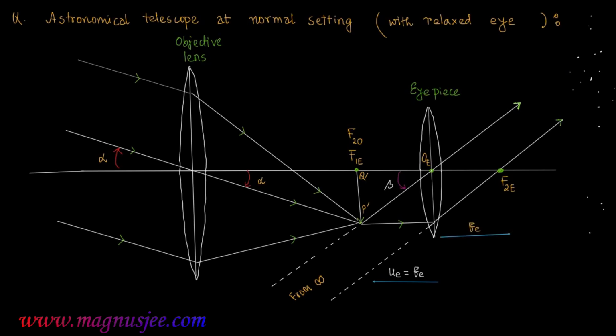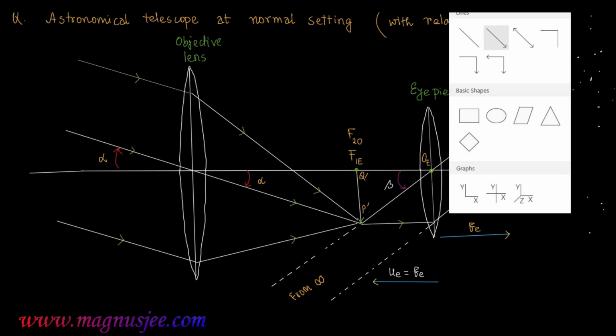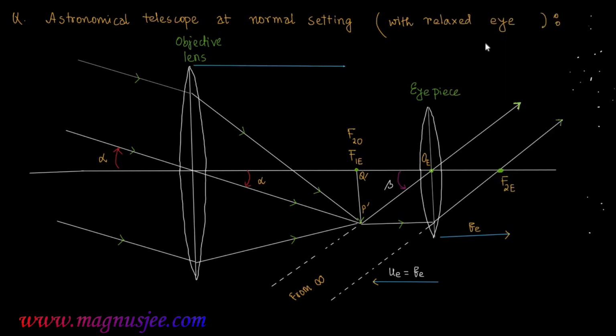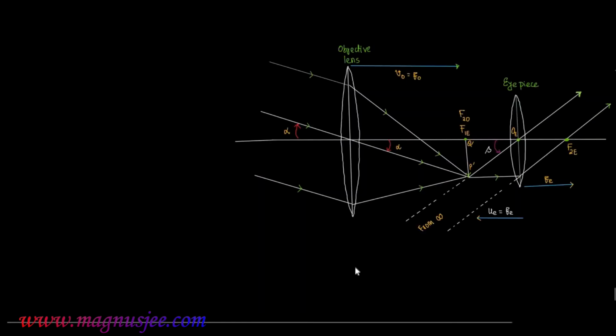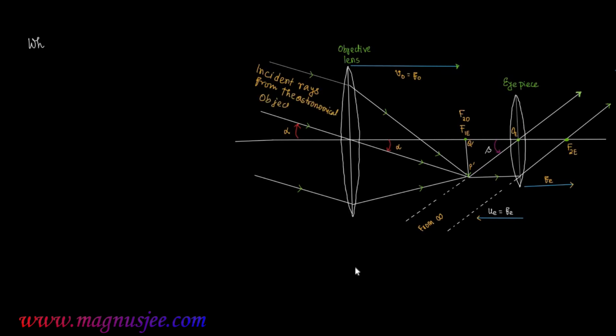That's why the object distance UE is equal to FE, and we have shown the focal length FE. FE is the distance of the second principal focus F2E from the eyepiece. Also we can denote the image distance of the real image P prime Q prime from the objective lens, which is V naught. That means V naught is equal to F naught, and these are the incident rays from the astronomical object.